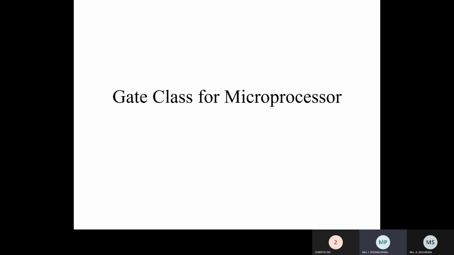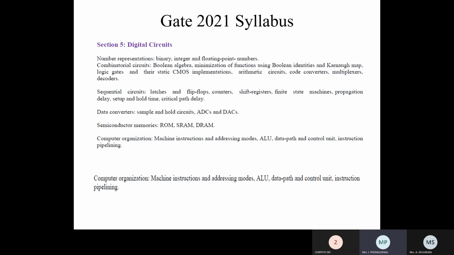Okay, so I'll say the syllabus year-wise, and then we'll see the basics of microprocessor, and then we'll go to the questions which are asked from the GATE classes in the GATE exams. So this is the syllabus for the 2021 GATE exam. In digital circuits, the last one is computer organization: machine instructions and addressing modes, ALU, data path and control unit, instruction pipelining. So this is what we are going to see now.